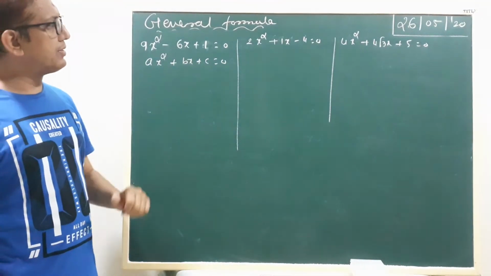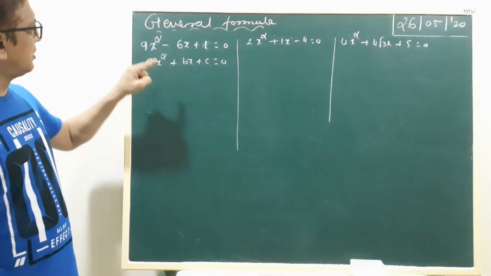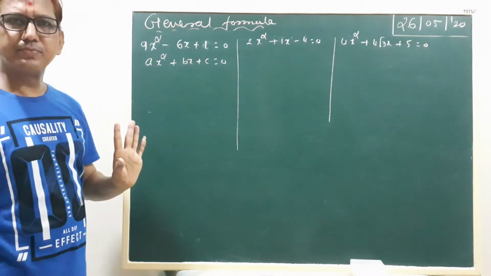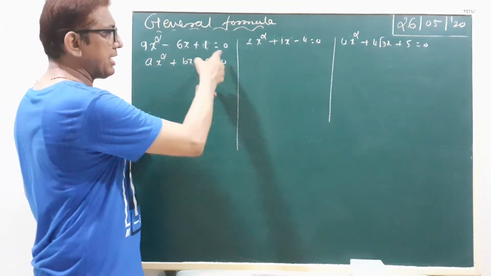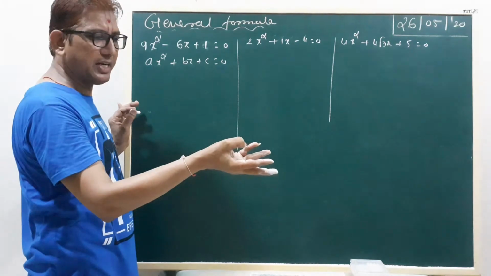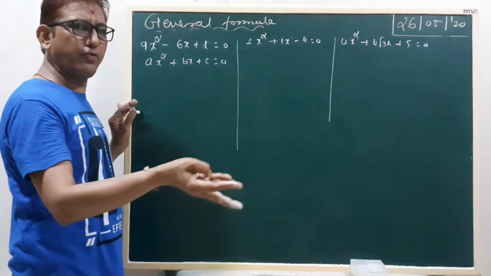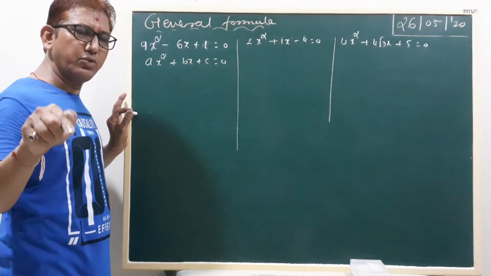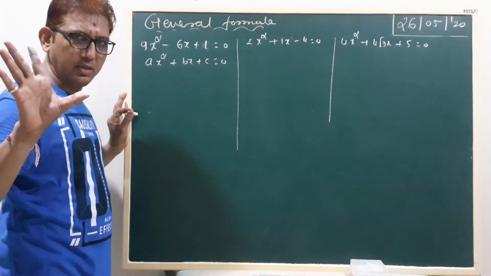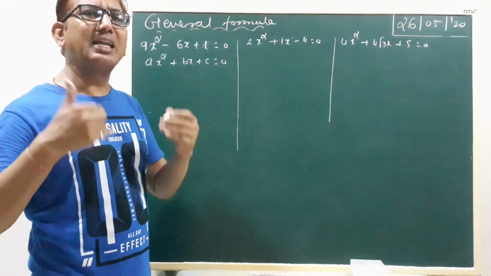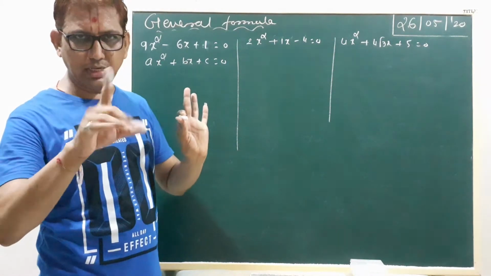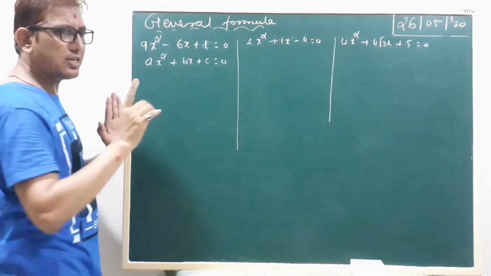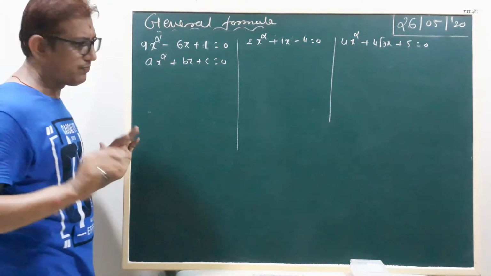Now let's give some examples. We write here. First example: 9x square minus 6x plus 1 equal to 0. You can solve this sum by the factorization method, completing square method, or the general formula, the Sridhar Acharya formula method. In your examination, the question may specify any method. If not, you can solve by any method. Clear? Here we discuss the general formula, the Sridhar Acharya formula, the discriminant method.